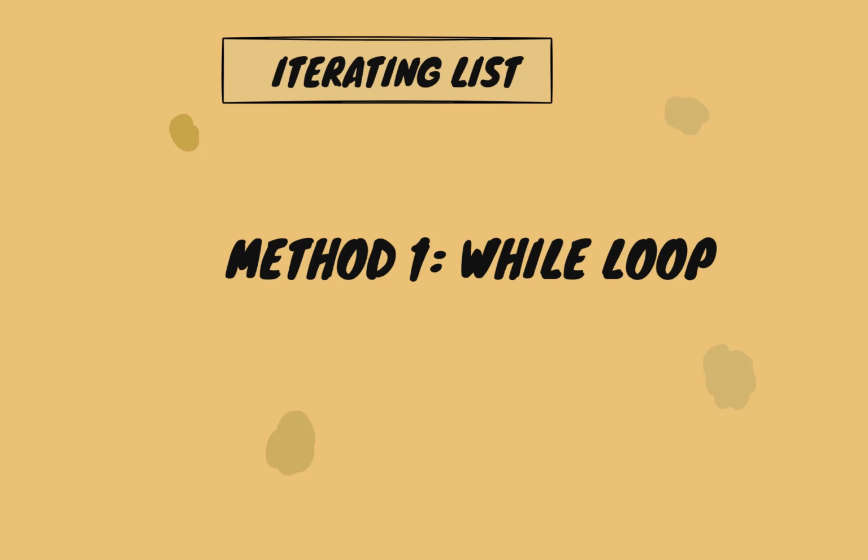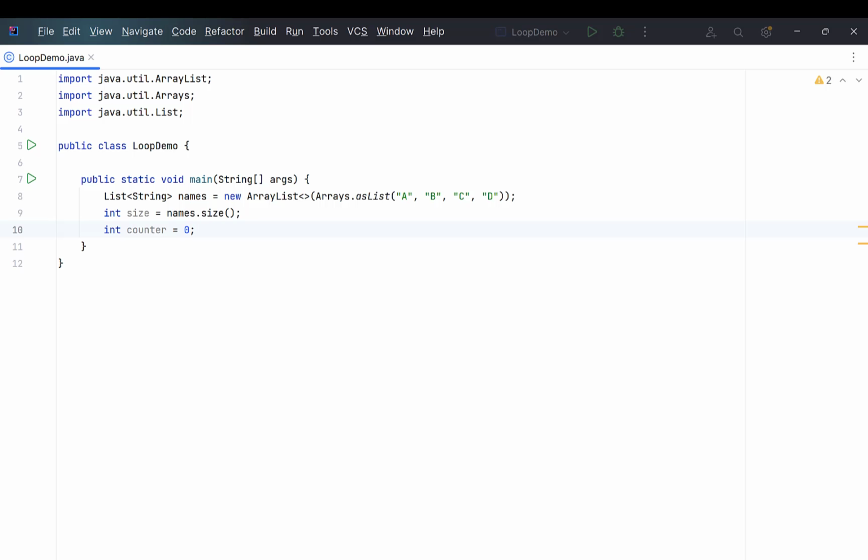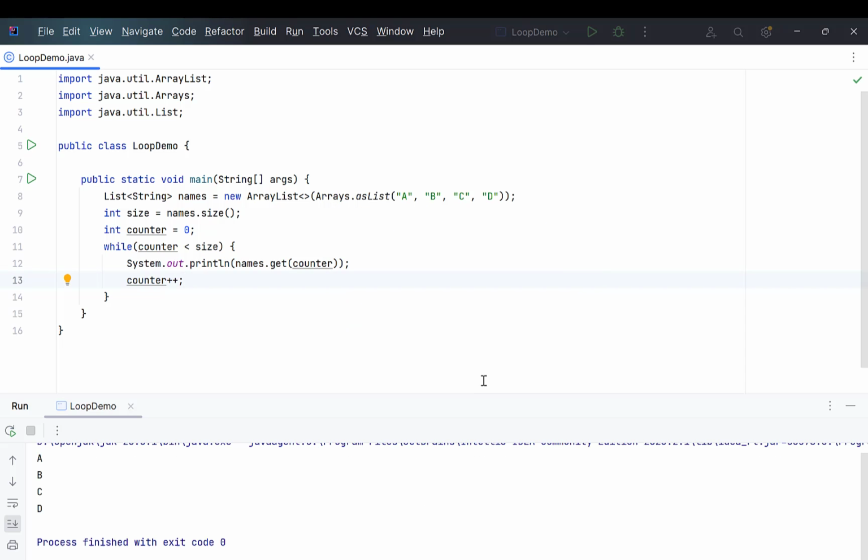First way is using a while loop. While loop begins with while keyword followed by a condition that must evaluate to either true or false. Loop statements keep on executing till the condition remains true. To iterate over a list, we will execute the loop till this counter remains lesser than the size of list. So, while counter less than size, get the current list element using index with get method and print it. Increase the counter to point to the next list element. Run the program. It prints all the list elements.